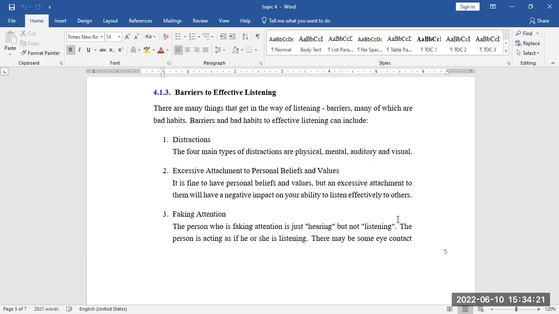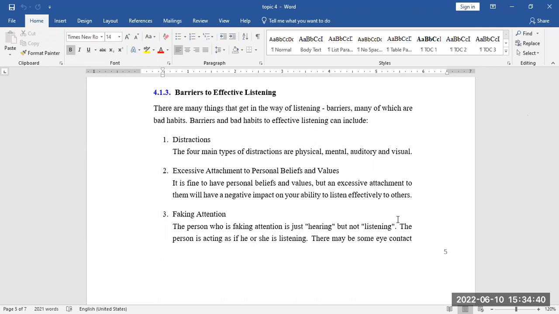Then you also have auditory. Auditory is listening barriers. Maybe you have a problem with your ears. You don't get the message right. Someone has to shout. And also we have visual.